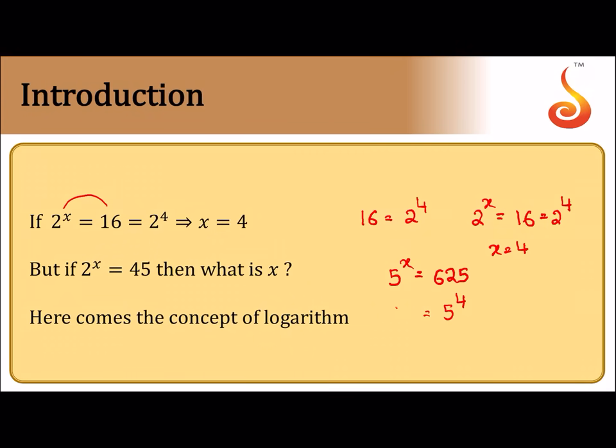I'll take another example. Suppose 5 to the power x is equal to 625. So how many 5's are there? 5 to the power 4 equal to 5 to the power x. It means x equal to 4. Another example: 6 to the power x equals 36. So 36 can be written as 6 square. The base is the same, 6 and 6, so x equal to 2.